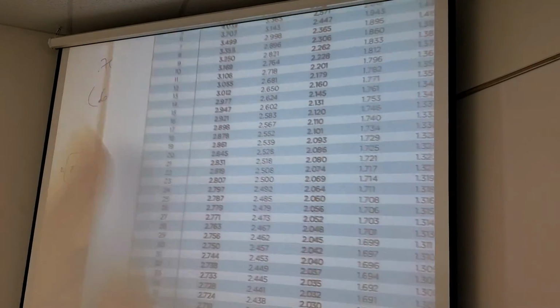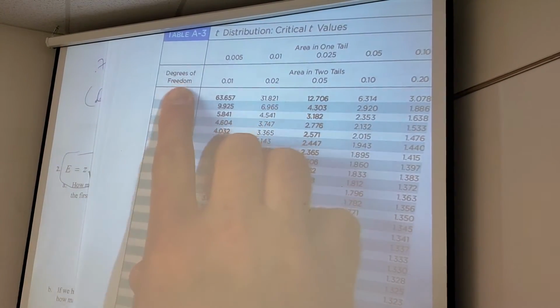Notice this too. So how do you read this thing? There is something called degrees of freedom.